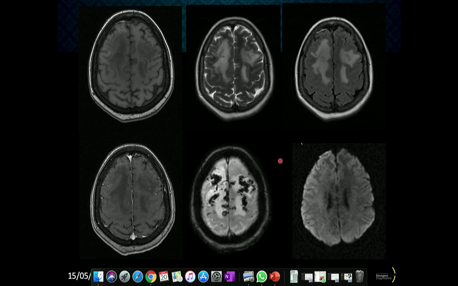An interesting thing is that here in the diffusion image, you can see the hyperintense cortical vein. So I'm just reassuring that the cortical vein was thrombosed. Another interesting thing is that you can see that the superior sagittal sinus has normal intensity.